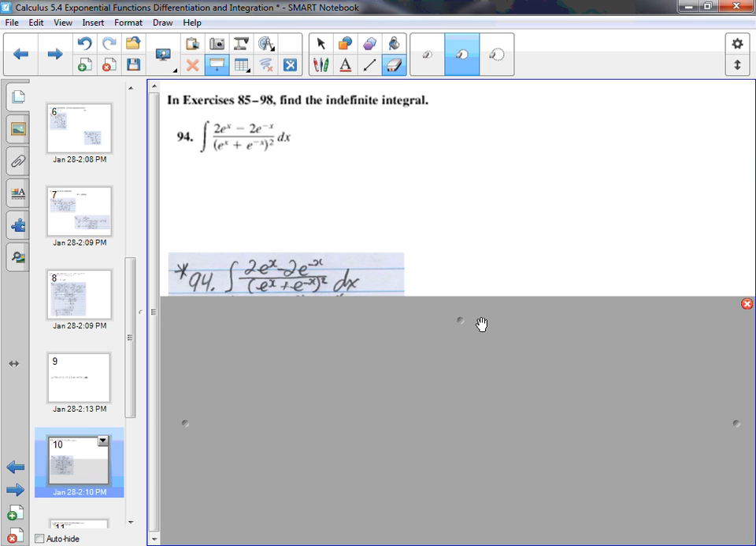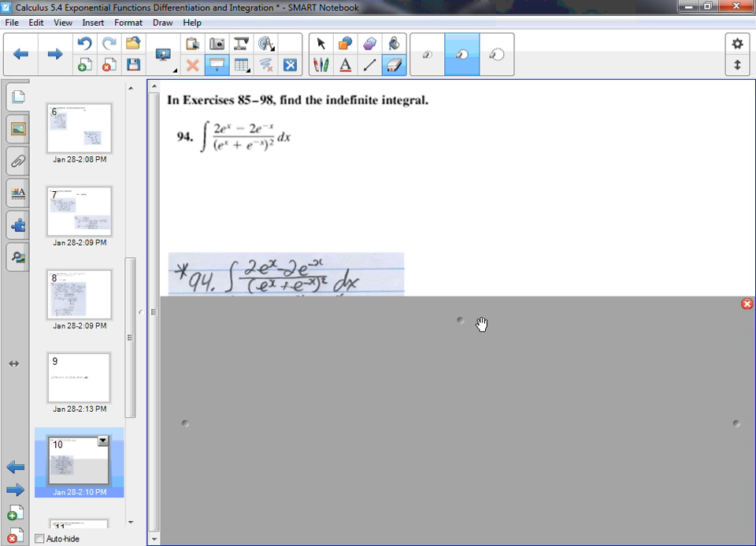So on this one, we have 2e to the x minus 2e to the negative x over e to the x plus e to the negative x quantity squared. Well, this one's not just a simple, what's the integral of e to the u, is it? Looks like it probably requires a substitution.